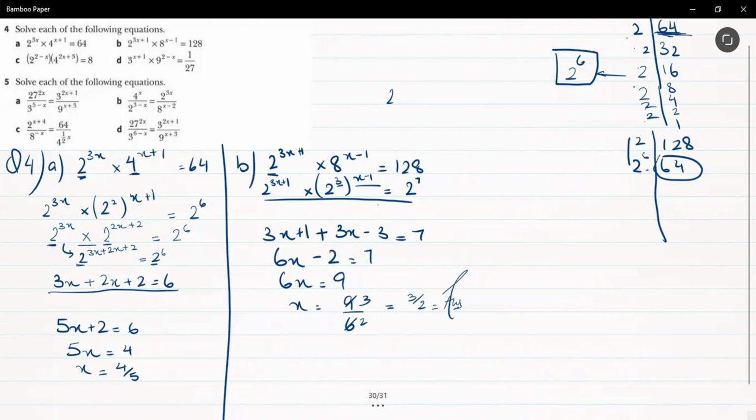Okay. Now let me just erase this so I can get some space.